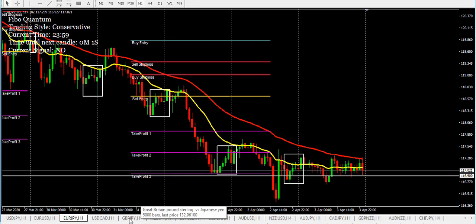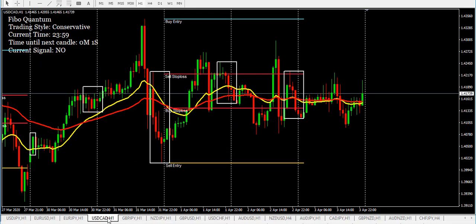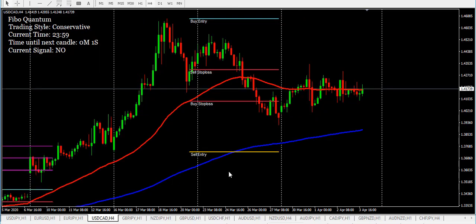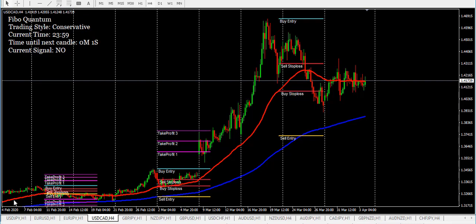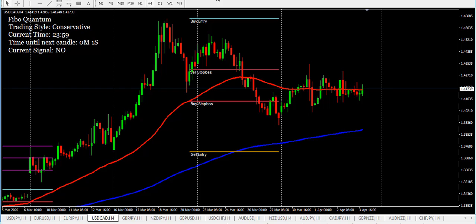Let's go to another one here. I think it's USD CAD. So if we go to the 4-hour chart, we see this has been in an uptrend for a while, right? Price has been above the 200-day. The 50-day has been above the 200-day. So it's been in a straight uptrend for a while here. We can go back a little further to see it's been quite a while. So we would only be looking for long positions on this pair on the 1-hour chart.